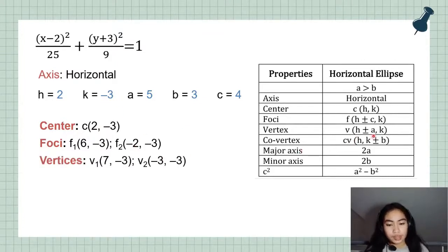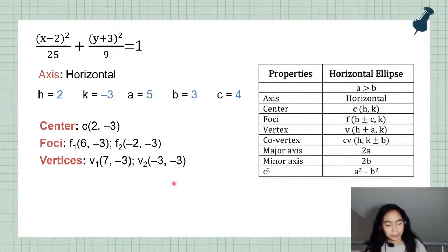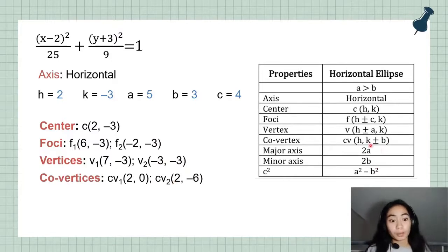And for the vertices, we have here H plus A, and in the vertex, it depends on the axis of your ellipse. But because this is horizontal, we add the A on the x-axis. So H plus A is 7, just copy the K, then 2 minus 5 is negative 3, copy the value of K. To get our co-vertices, which is just the opposite of our vertices, we just need to add K and B or minus them. So negative 3 plus 3, it will be 0.